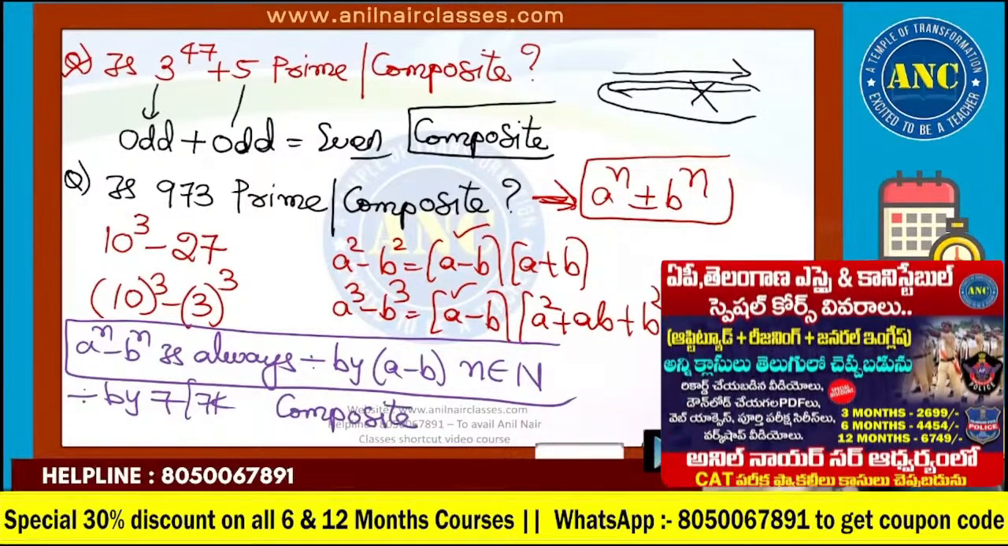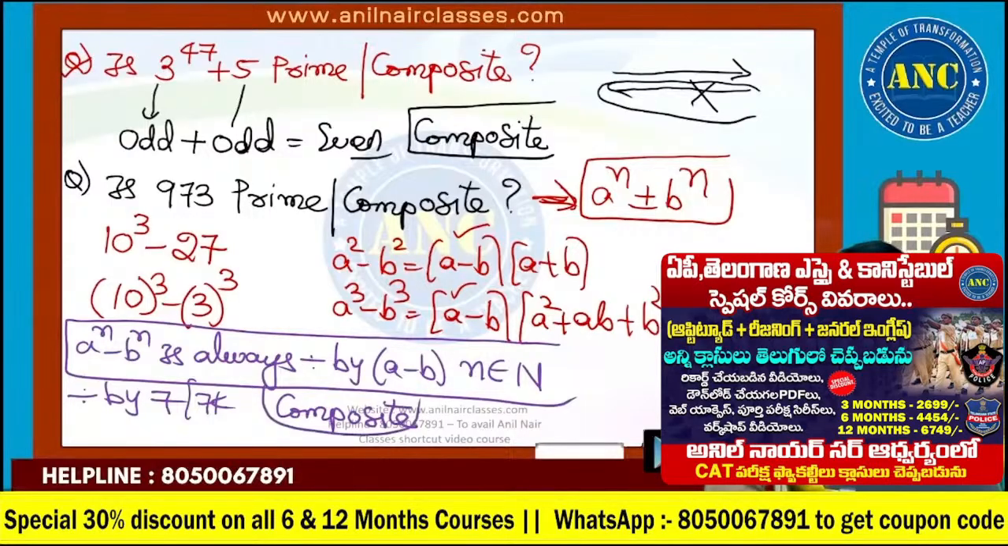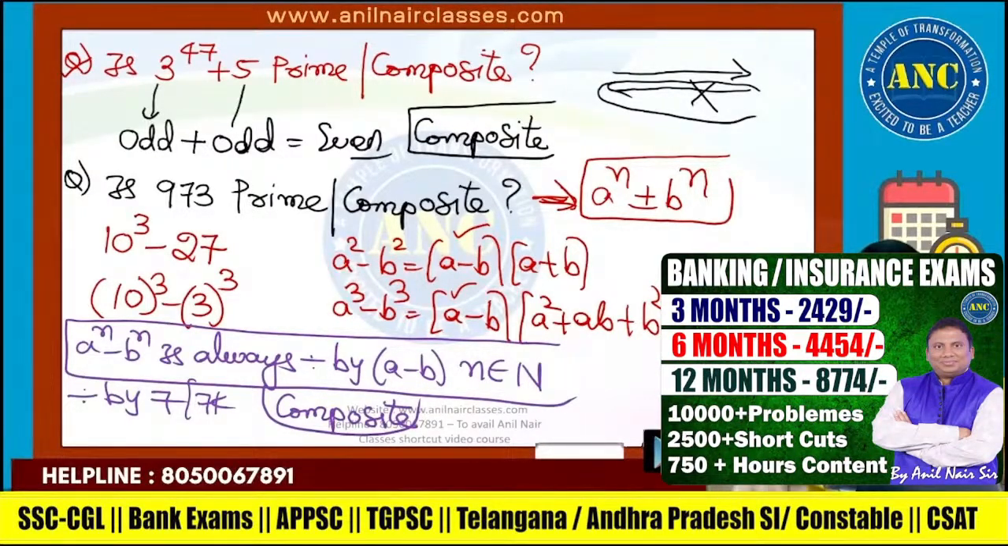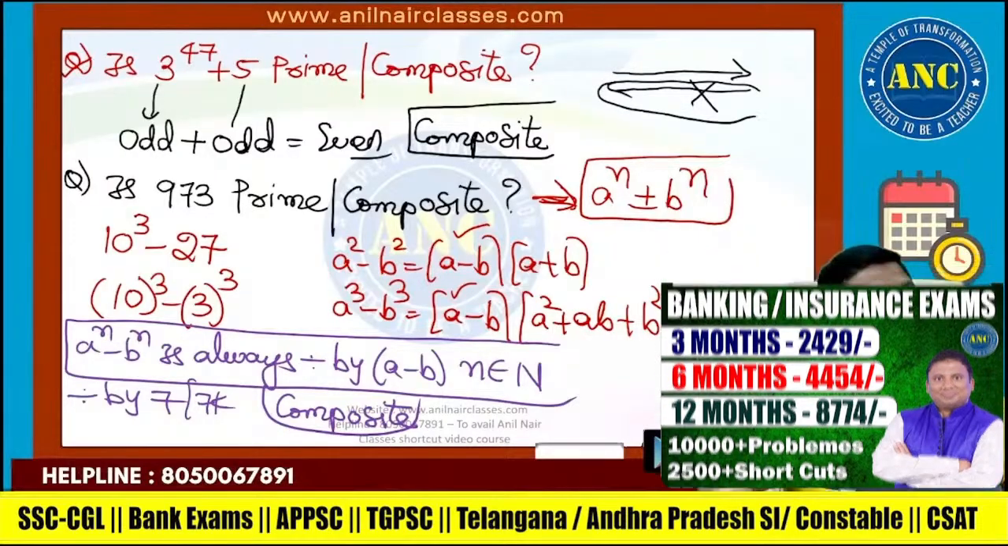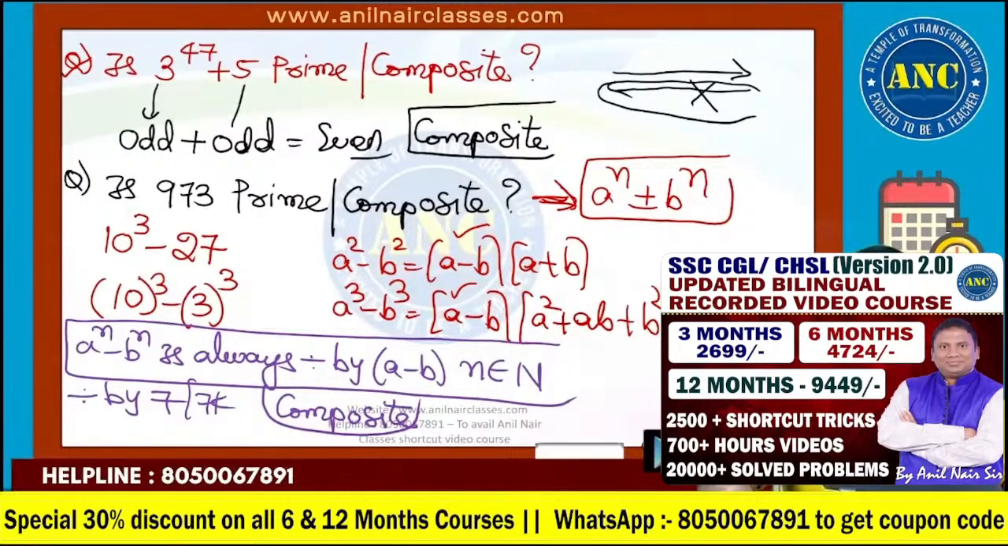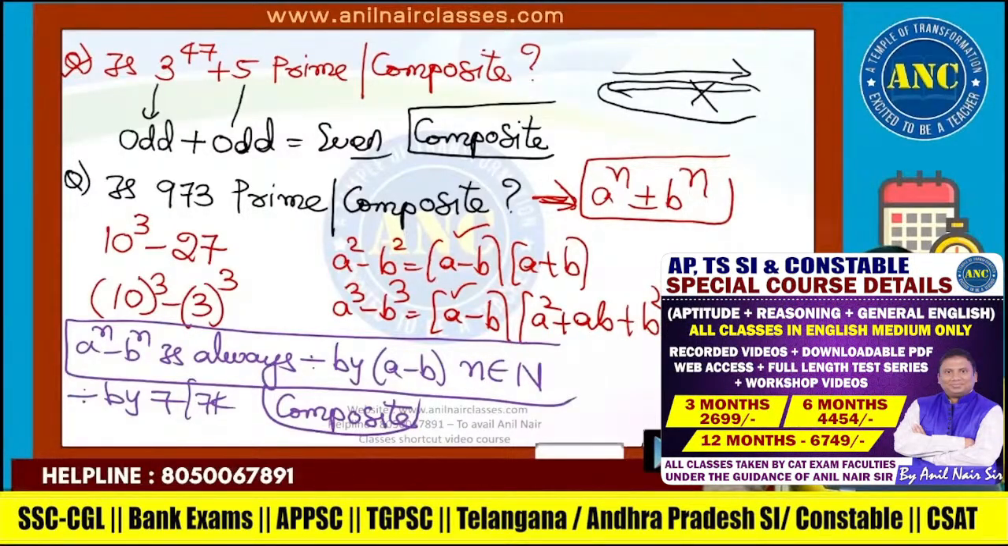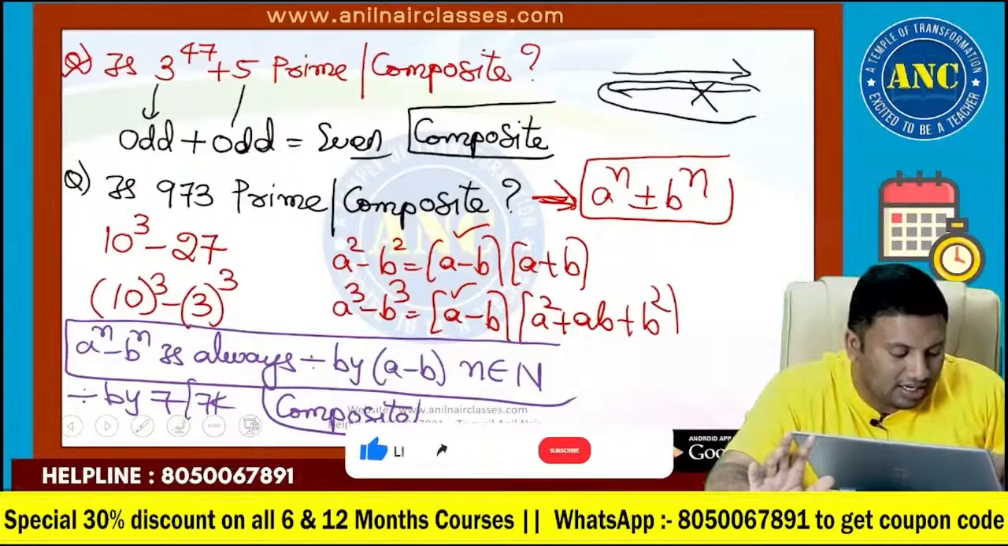This is how you should learn, right? If rule number 1 fails, then rule number 2. For 10 cube minus 27, try to see: not all the numbers can be written in the form a power n plus or minus b power n. Then we will go to rule 3. Not all the numbers can be written like this. Then we will go to the second rule. I hope the idea is clear. Next one.